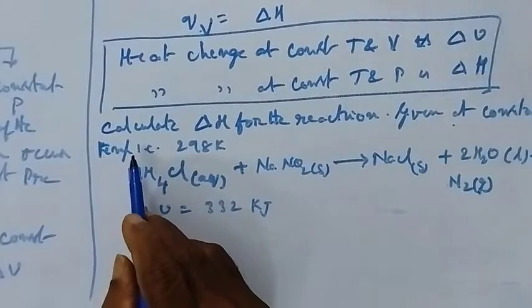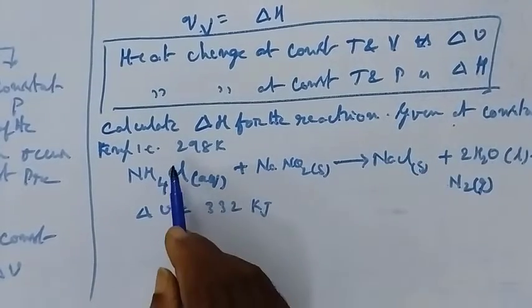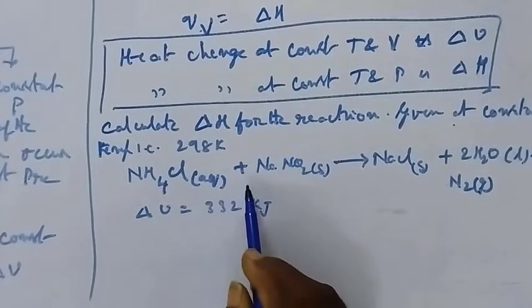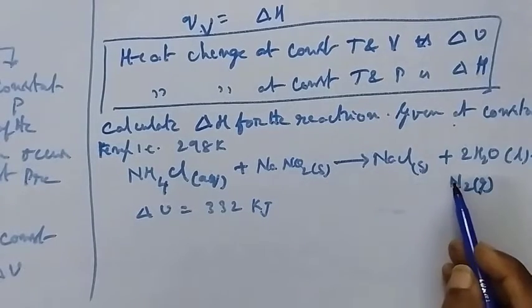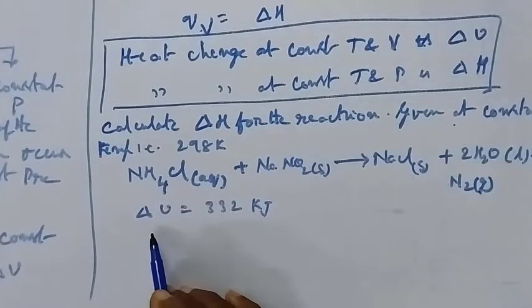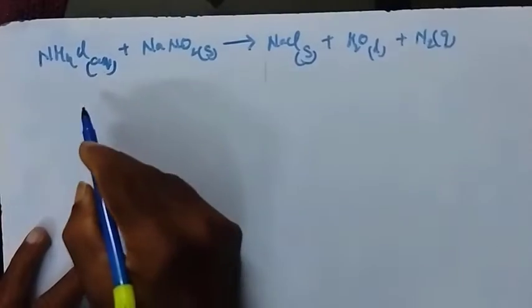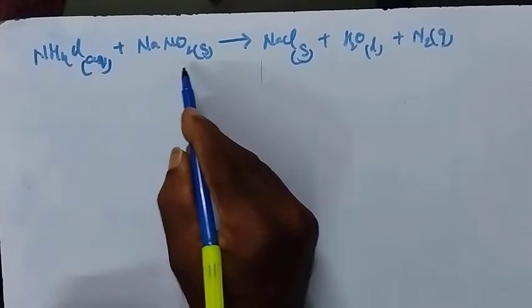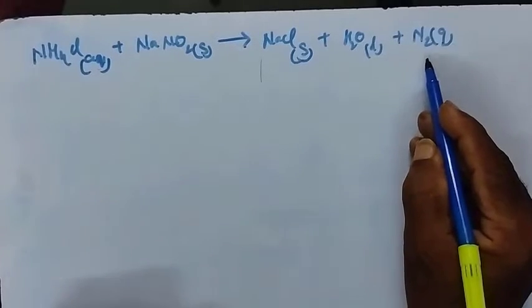Now let us do a small problem. Calculate delta H for the reaction given at constant temperature, that is 298 Kelvin: NH4Cl aqueous plus NaNO2 solid gives NaCl solid, water liquid and nitrogen gas. The change in internal energy is given as 332 kilojoule.